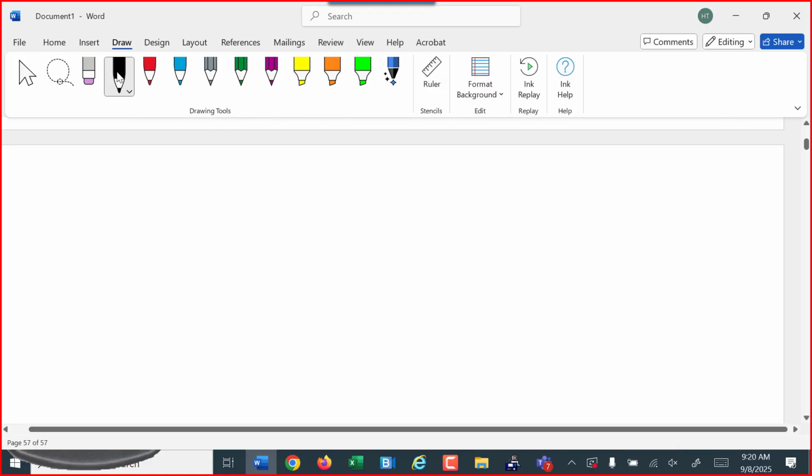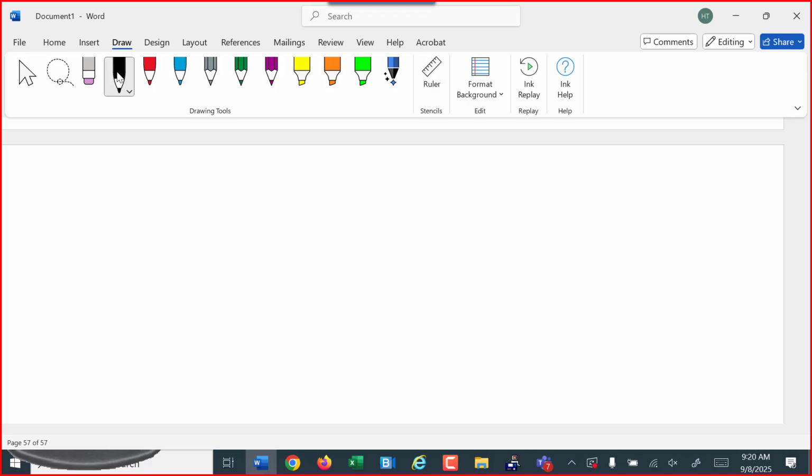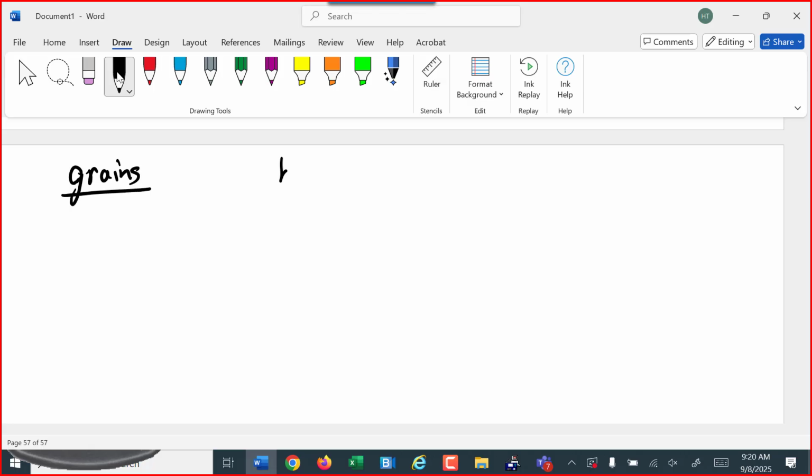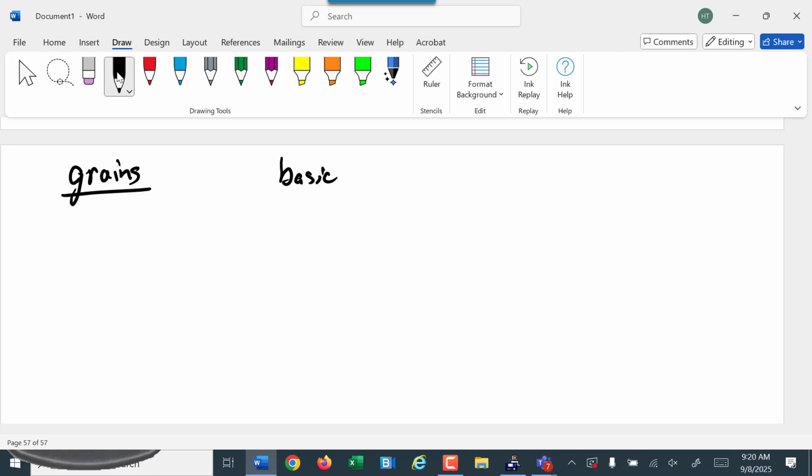So the final unit I want to talk about before we get into the actual conversion, the calculations, I want to talk about grains, and then a little bit of basic Roman numerals.